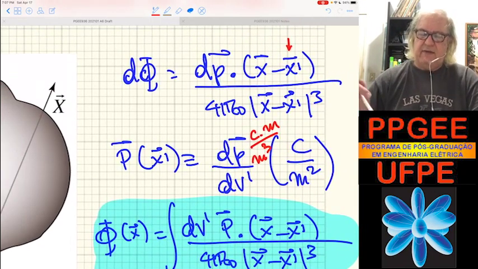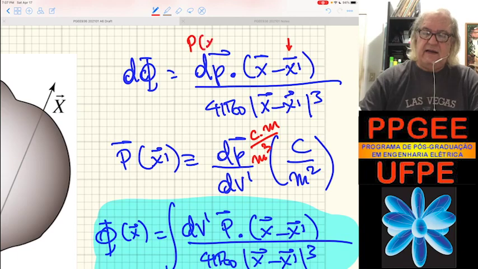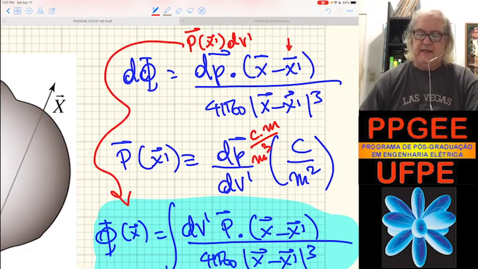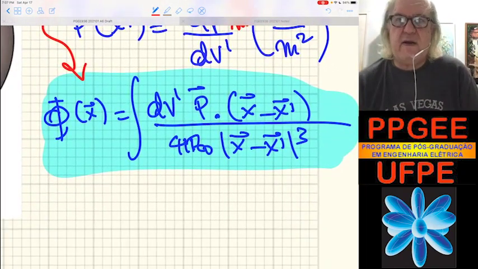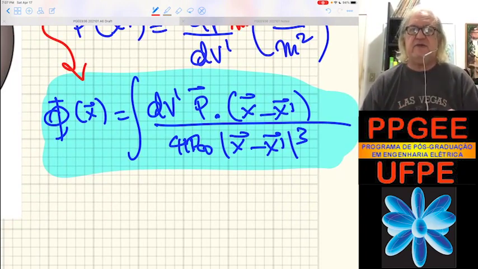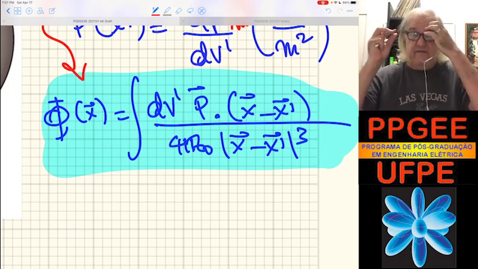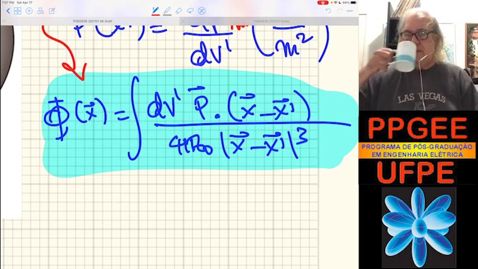So if we sum up all the contributions, you make that change of variables and you have P of x prime dV prime. Then we sum all of these things and you have this result. The potential can now be calculated for a collection of dipoles. So I can calculate the electrical effect of insulated materials if they have a state of polarization. If I know that state of polarization, I can calculate the effects.